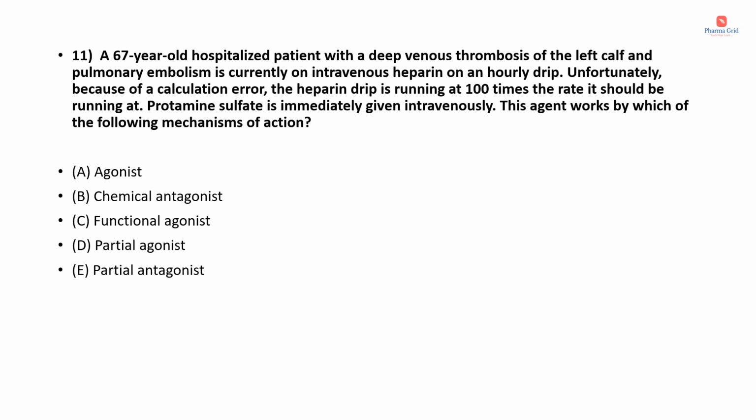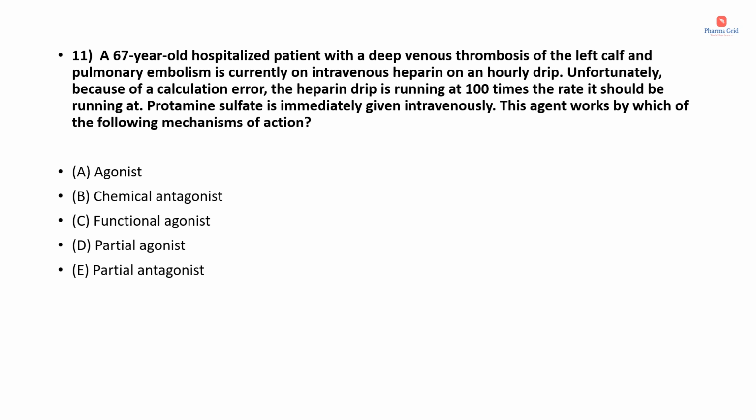So today in this video, we will continue with the patient case based questions. So question number 11. A 67-year-old hospitalized patient with a deep vein thrombosis of the left calf and pulmonary embolism is currently on intravenous heparin on an hourly drip. Unfortunately, because of a calculation error, the heparin drip is running at 100 times the rate it should be running at. Protamine sulfate is immediately given intravenously.